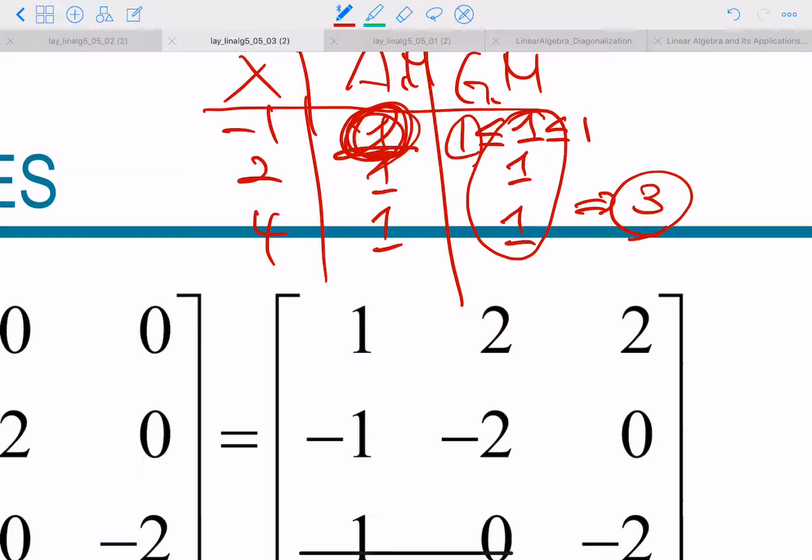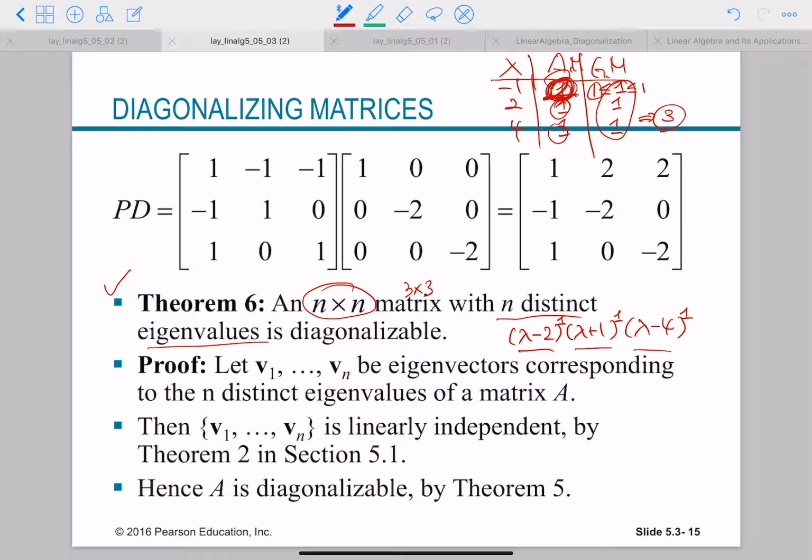So if it is a 2, then we should worry about whether the geometric multiplicity for this case is 1 or 2. If it is 1, which is strictly smaller than 2, then this is the case where the matrix is not diagonalizable, right? But in the case of algebraic multiplicity being all ones, we don't need to worry about this kind of situation. And so, an n by n matrix with n distinct eigenvalues is always diagonalizable.